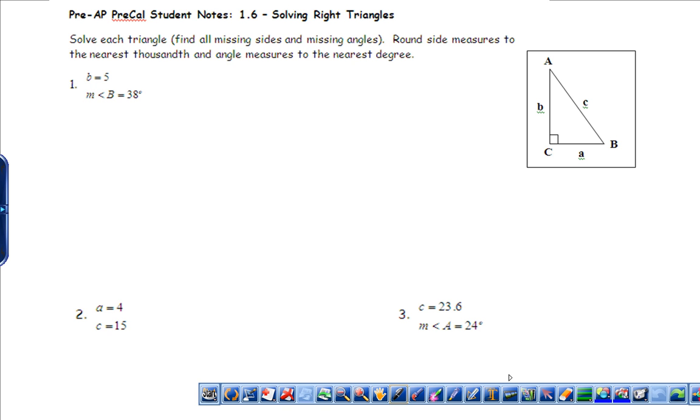This is 1.6 student notes, solving right triangles. Okay, we are going to be using our calculator on this lesson, so make sure you have that out. We are going to be using SOHCAHTOA as well, and using this right triangle right here.